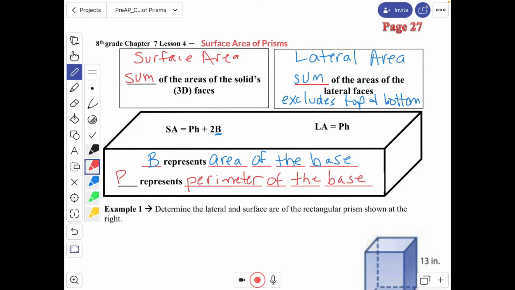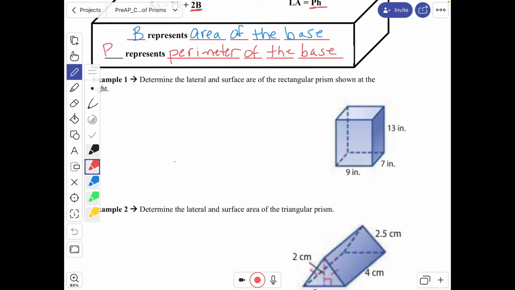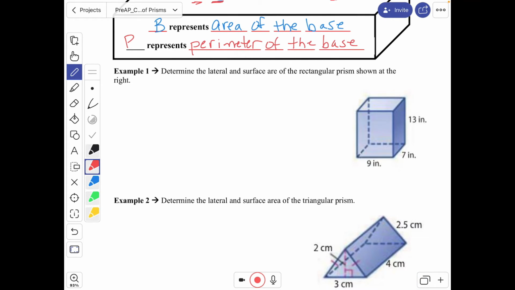So this formula is perimeter of the base times the height plus 2 times area of the base. And for lateral, you just multiply perimeter of the base times the height. So let's look at some examples. Determine the lateral surface area of the rectangular prism shown at the right.